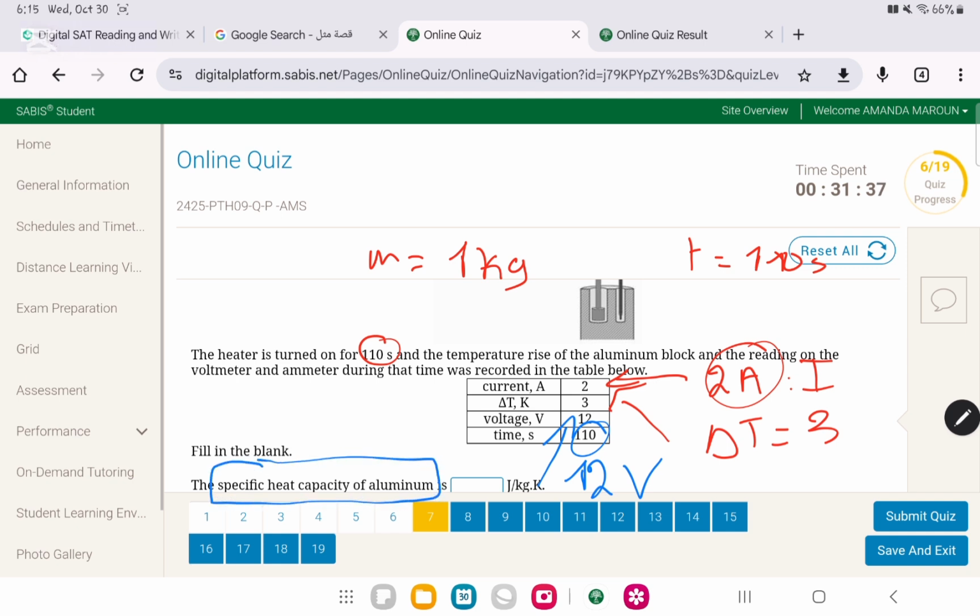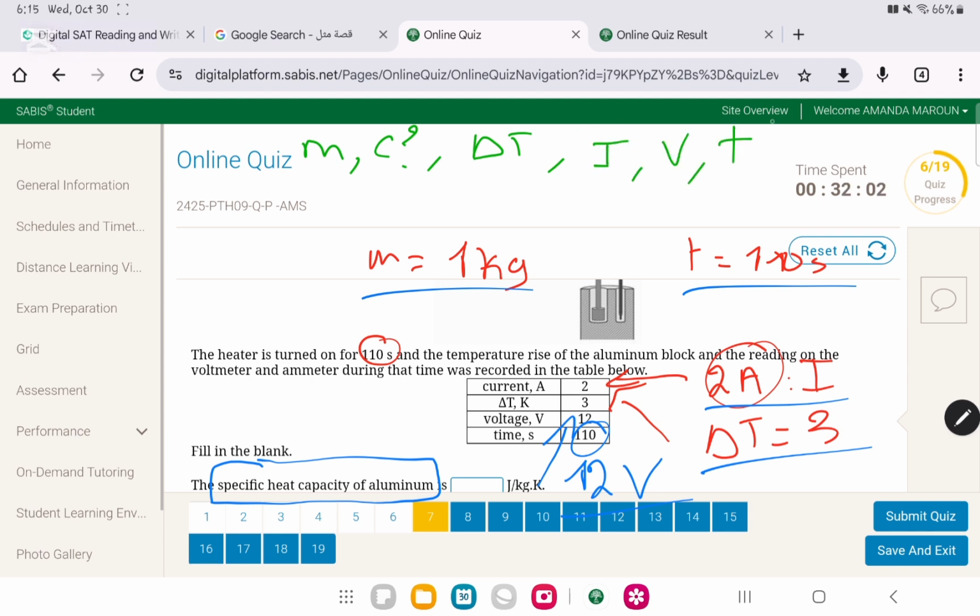Now my question is, we have mass, we have time, we have current, we have change in temperature, and we have voltage, and we need to find the specific heat capacity. Let's write all our given. We have mass, we need to find the specific heat capacity, okay? We have delta T, we have then current, we have voltage, and we have the time.